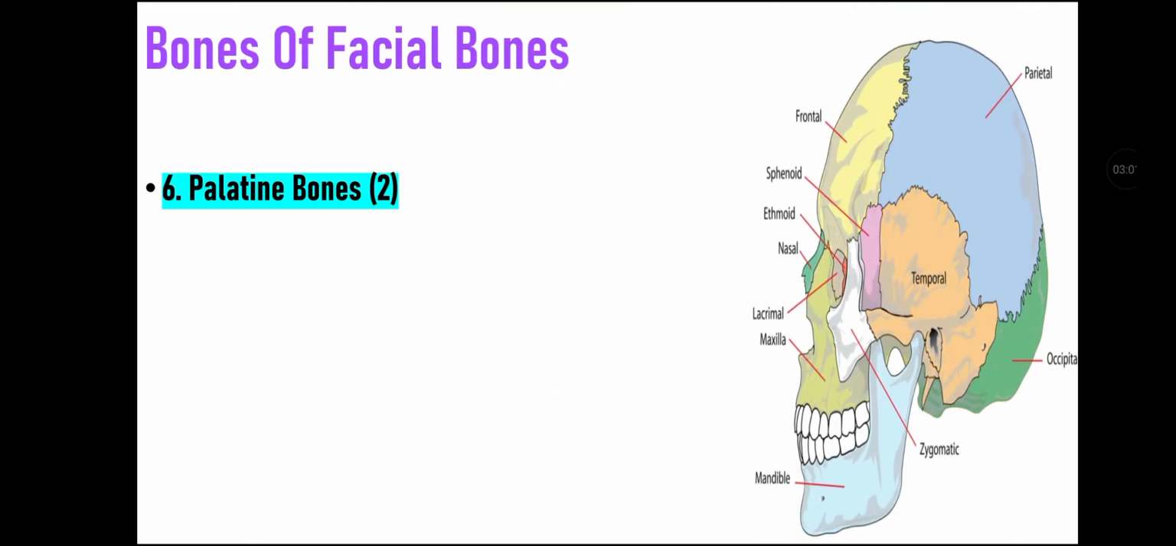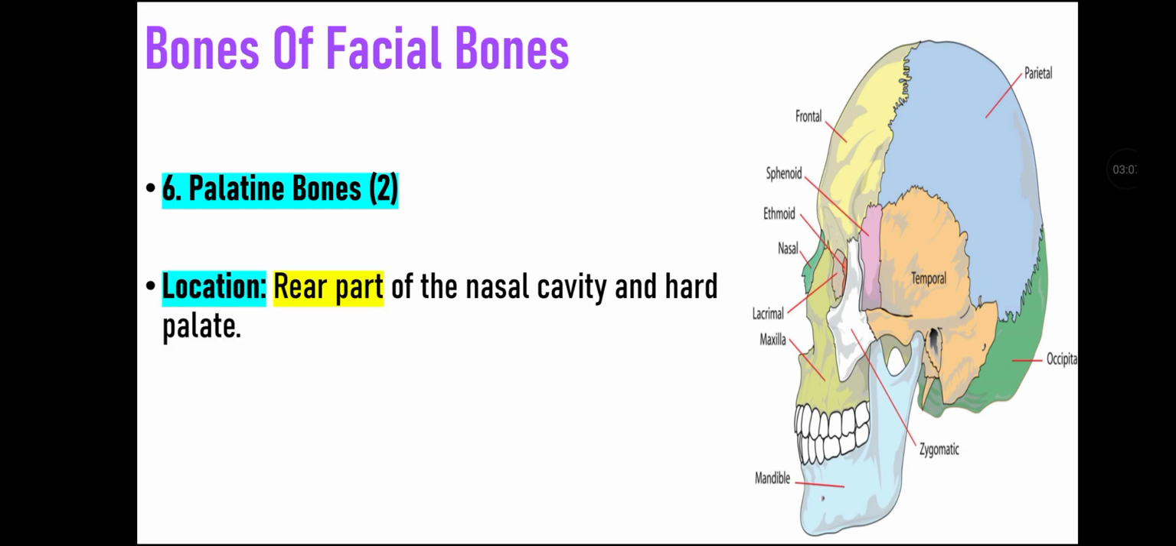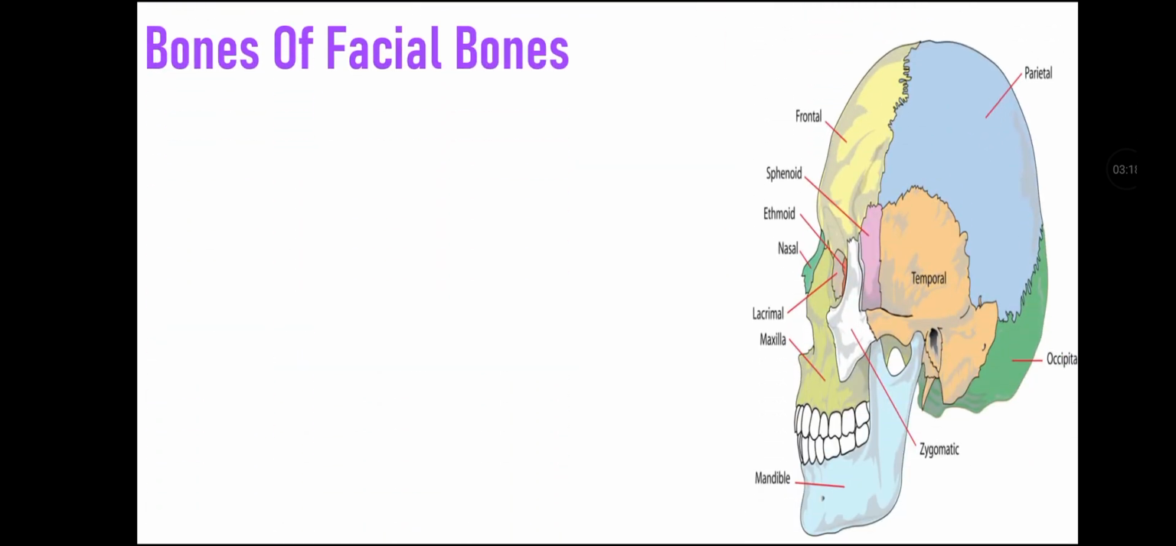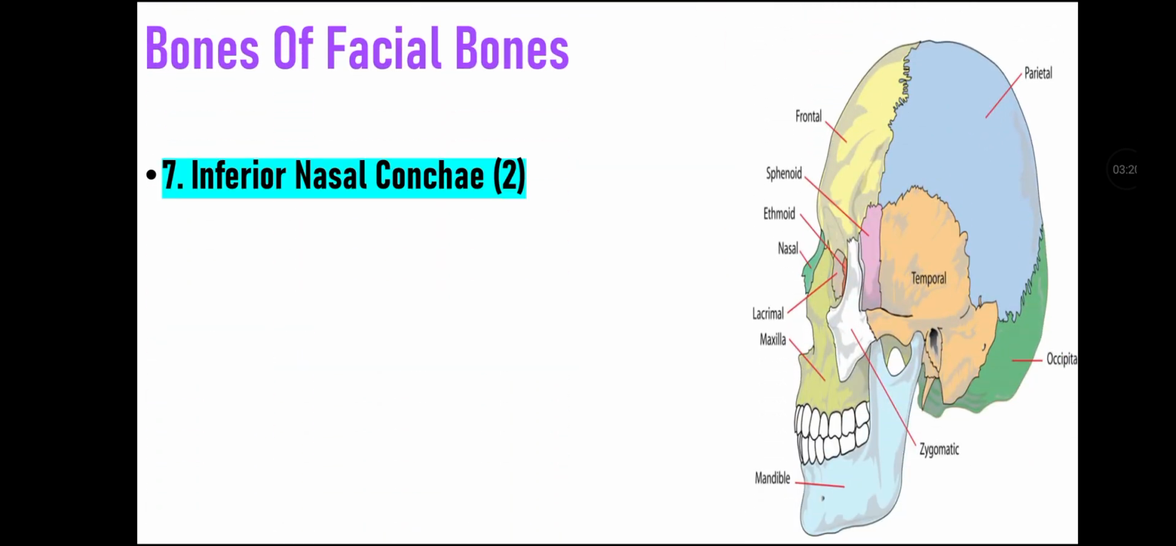Next facial bone we have is palatine bone, that is the pair bone, that means there will be two palatine bone in every skull. Location: rear part of nasal cavity and hard palate. Function: it forms the posterior portion of hard palate and contributes to the floor of nasal cavity and parts of orbit.